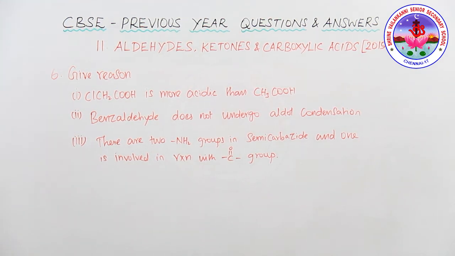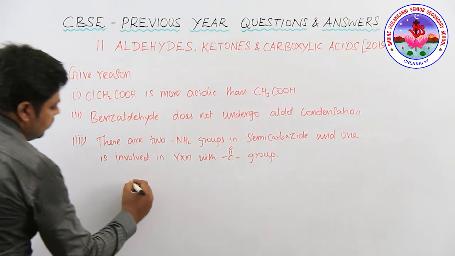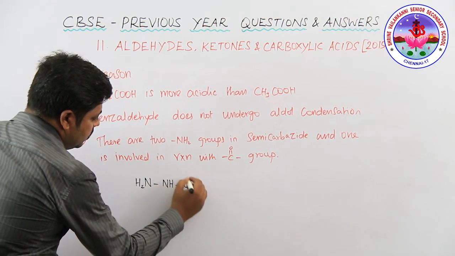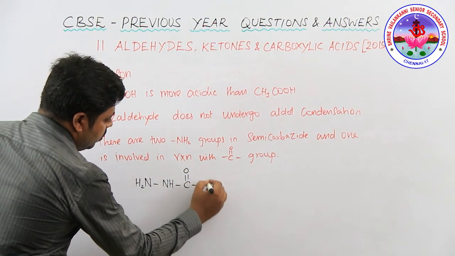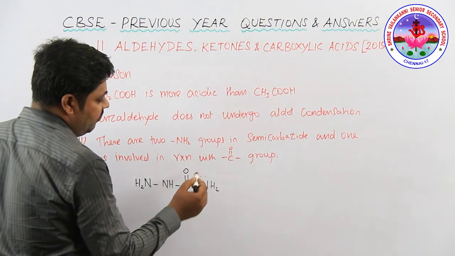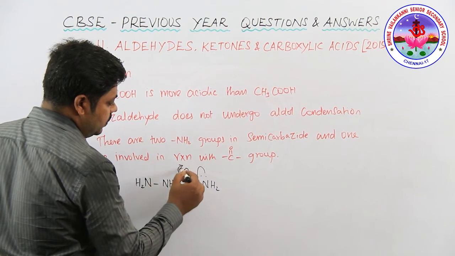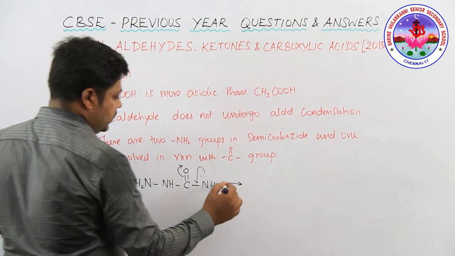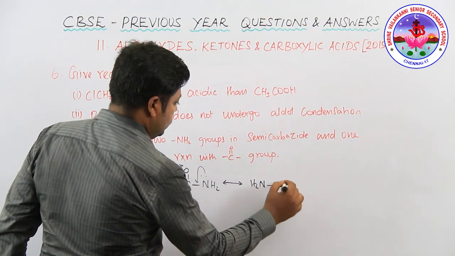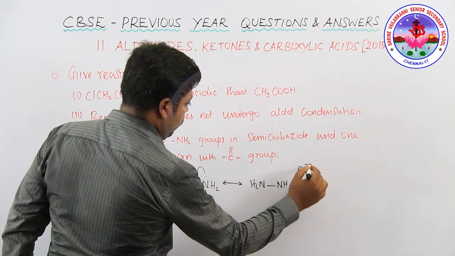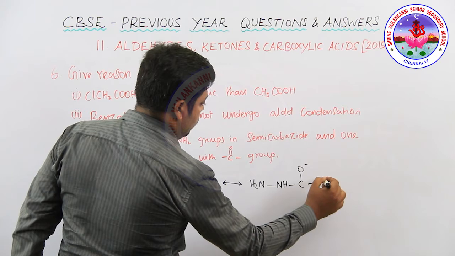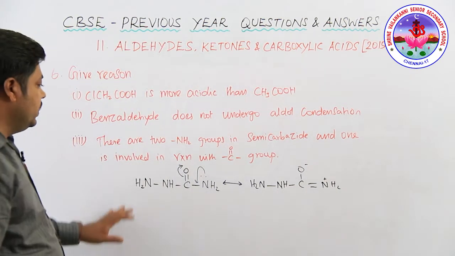You can see here NH2, NH, C double bond O, NH2. So here the nitrogen has a lone pair of electrons, so what happens? It converts to NH, C single bond O minus, with N H2 plus, like this. So that is the reason.